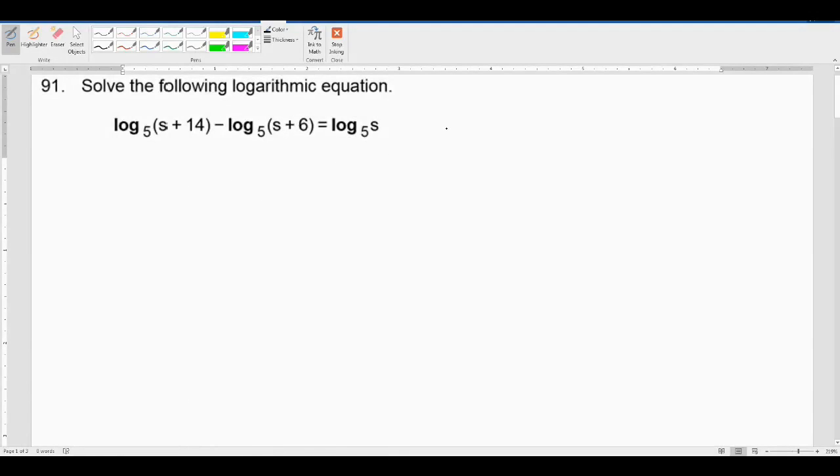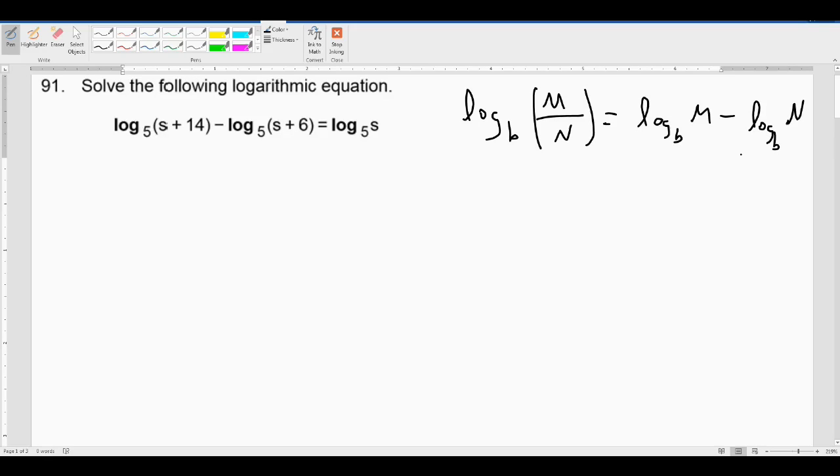On this problem, this equation, notice we have a minus sign. There's a log property that says, no matter what the base is, if you have log base b of m divided by n, that's equal to log base b of m minus log base b of n. It's based on the exponent rules. When you divide, subtract exponents. Same thing going on here.